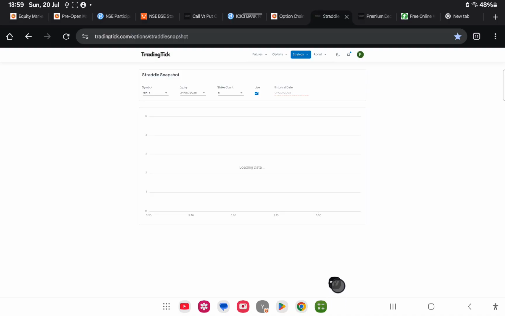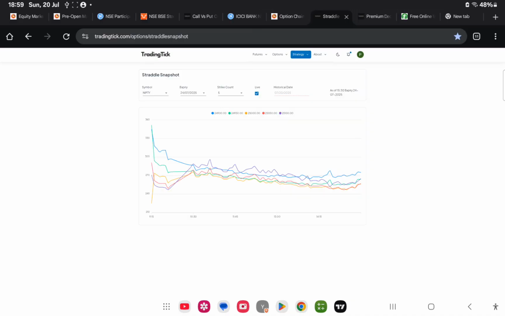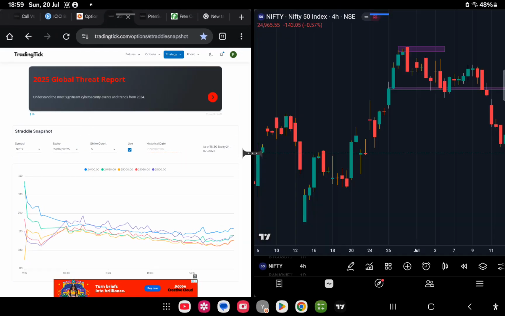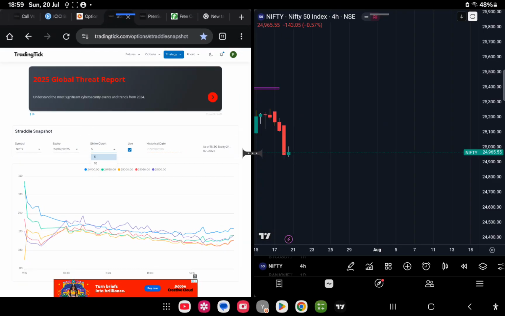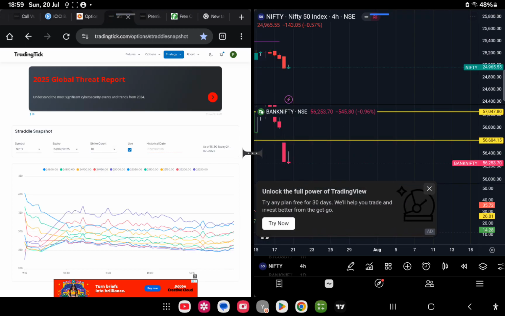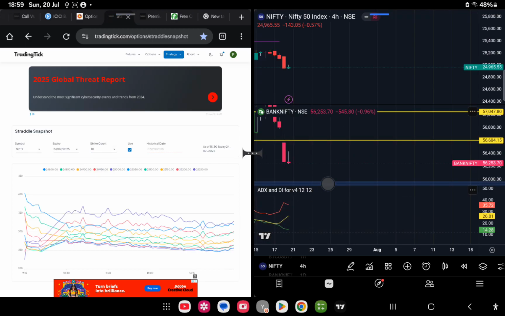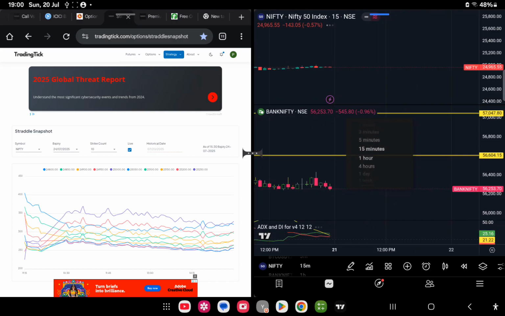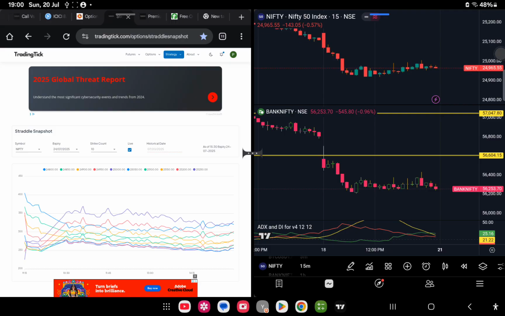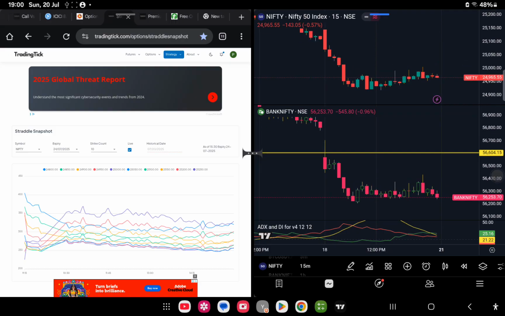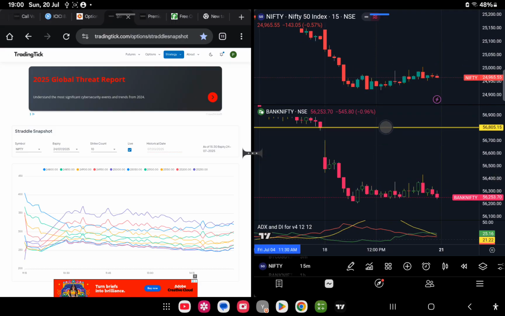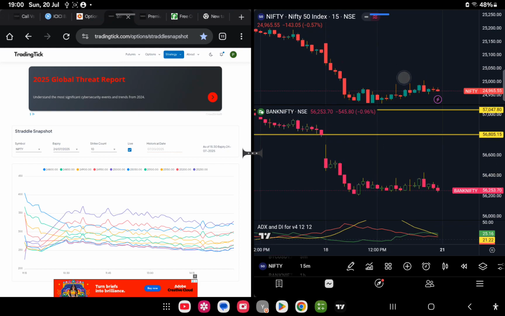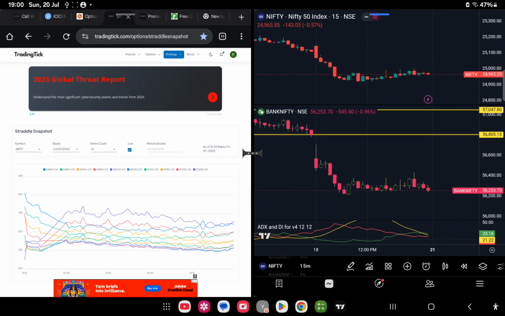And we will go to straddle straight away. So a small price action comparison we will do. So I'm taking the Trading Tech website for that. Let me just increase the count. So I'll take Nifty and Bank Nifty side by side. So let me just get back to the 15 minutes time frame. So you could clearly see the first half of the market. I'll keep this line with the previous close so that we can understand the market better.